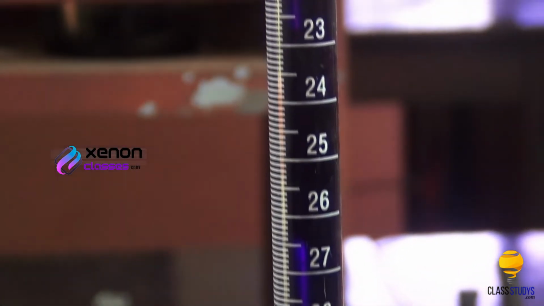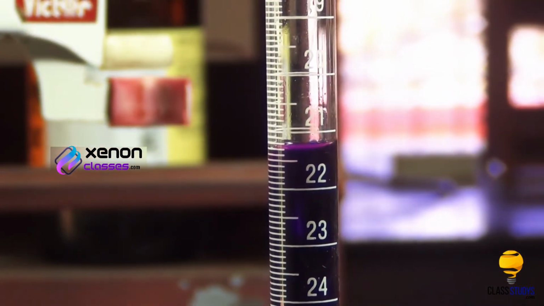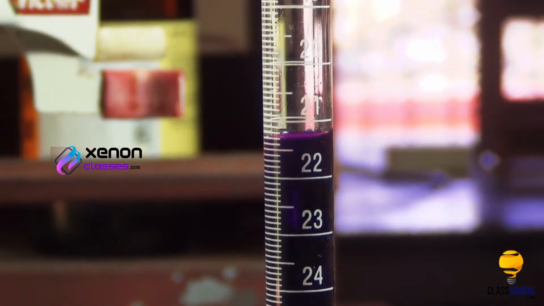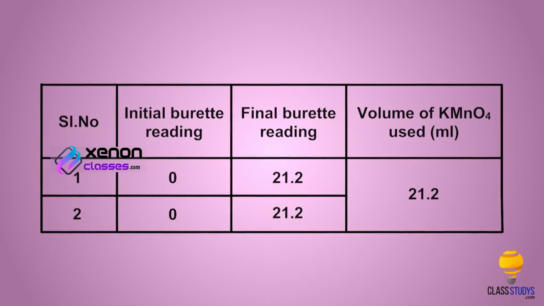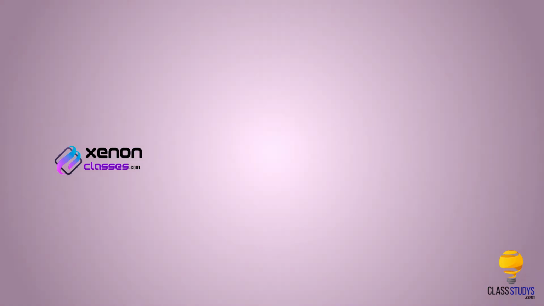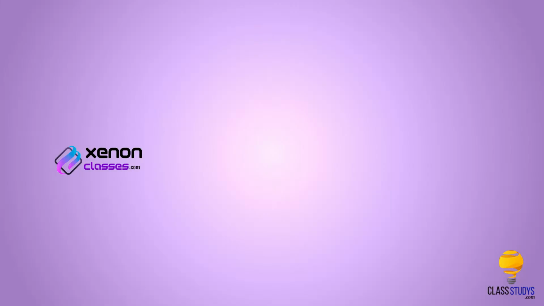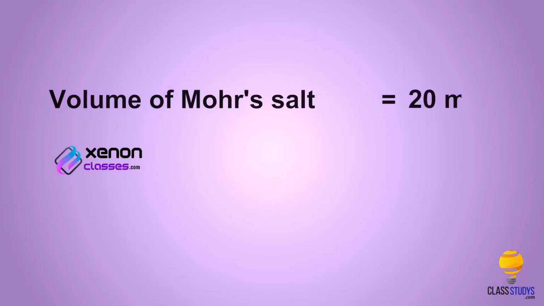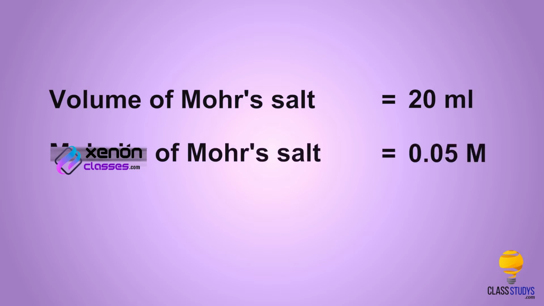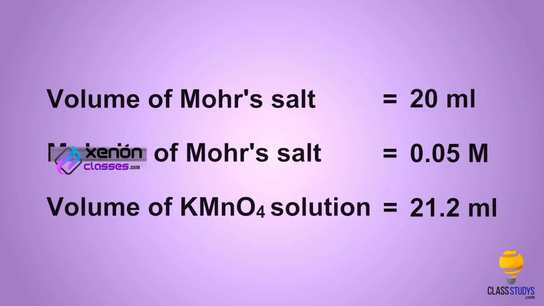Note down the final burette reading and repeat the titration until concordant values are obtained. Record the observations in a tabular column. Calculations. Volume of Mohr salt is 20 ml. Molarity of Mohr salt is 0.05 molar. Volume of potassium permanganate solution is 21.2 ml.